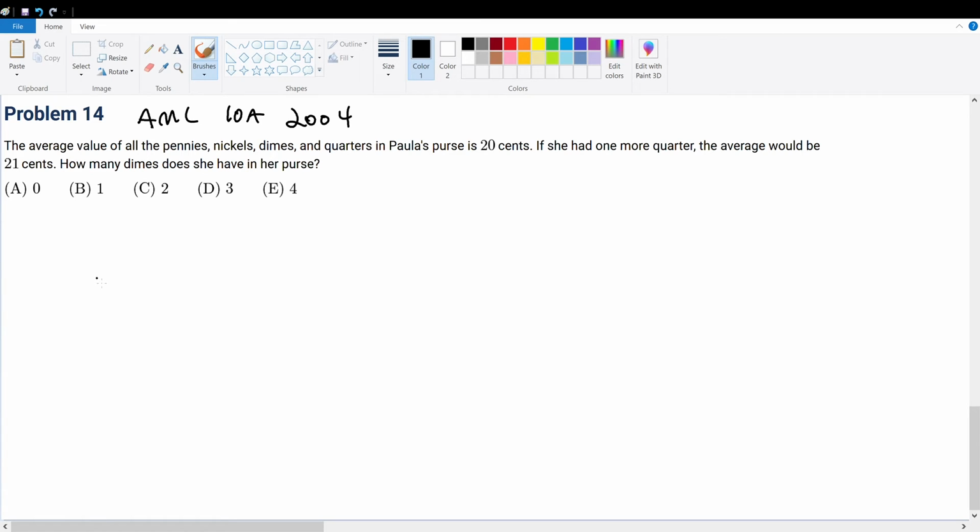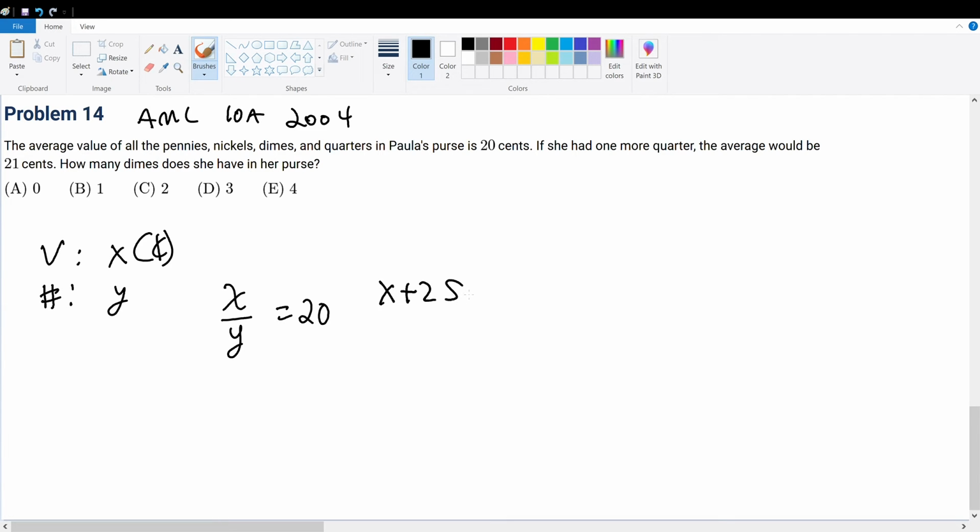Since we're dealing with an unknown quantity of coins, let's assume the value and quantity, the two components necessary to calculate the average. We'll let the value be x, and the number be y. The value, which remember is in terms of cents because everything is coins, x divided by the number of coins that she has will give 20. And likewise, if she had one more quarter, so x plus 25, divided by the quantity y plus 1, will give an average of 21.